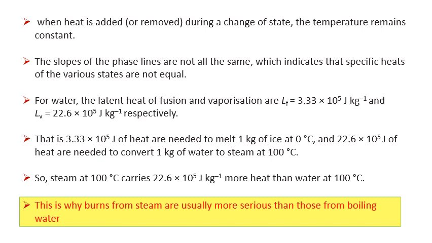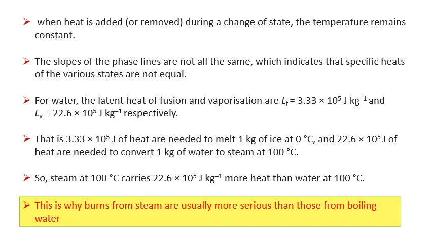The slopes of the phase lines are not all the same, which indicates that specific heats of the various states are not equal. For water, latent heat of fusion and vaporization are 3.33 into 10 raised to power 5 joule per kilogram and 22.6 into 10 raised to power 5 joule per kilogram respectively. That is, 3.33 into 10 raised to power 5 joule of heat is needed to melt 1 kilogram of ice at 0 degrees Celsius, and 22.6 into 10 raised to power 5 joule of heat is needed to convert 1 kilogram of water to steam at 100 degrees Celsius.